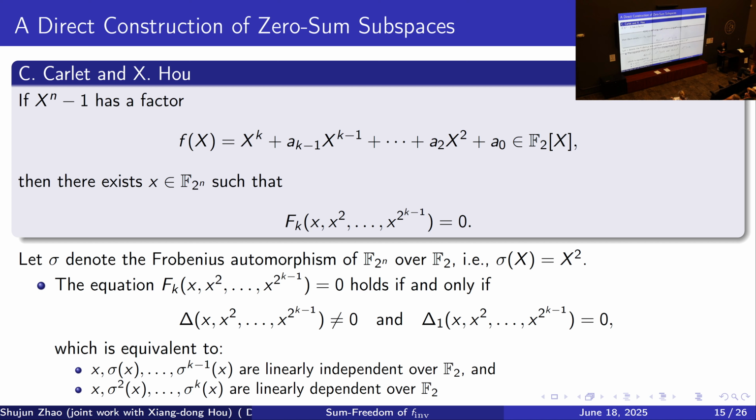And this fk is 0 if and only if delta 1 is 0, but delta is not 0. And this is equivalent to saying that all the conjugates of x are linearly independent over F2, but this set is linearly dependent over F2. So these two conditions are equivalent. So instead of showing this, you could show it here.